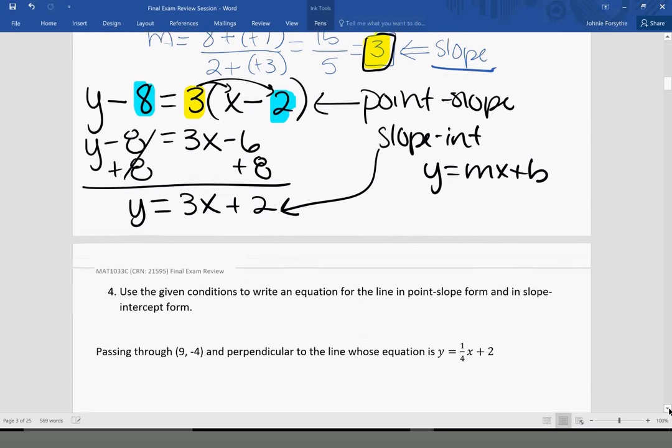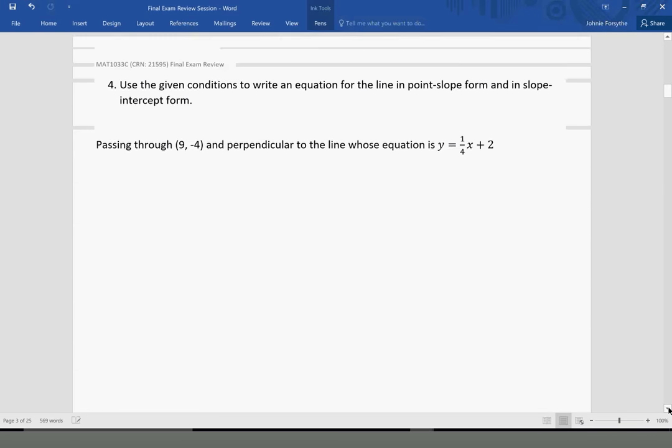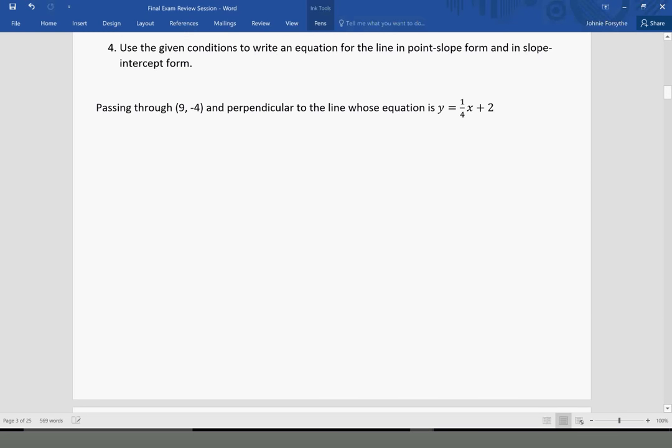Let's look at number 4. So number 4, use the conditions to write the equation of a line in point slope and slope intercept. So I'm going to rewrite those forms up here.